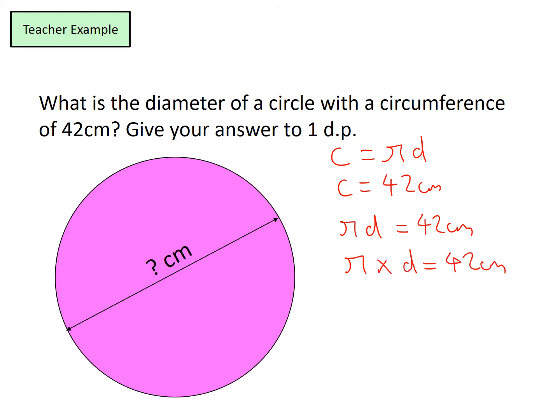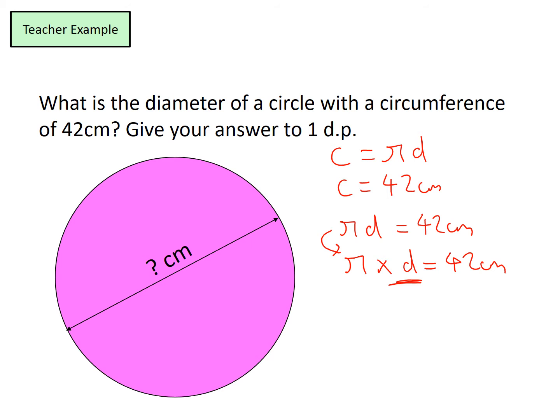I've written this step again just to show you that it's multiplication. We need to find out what the diameter is, so let's do the balancing method for solving this equation. I want to get the diameter on its own. What is in front of it? It is the multiplication of pi.